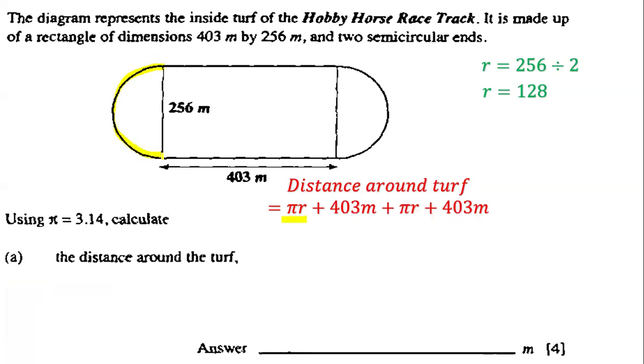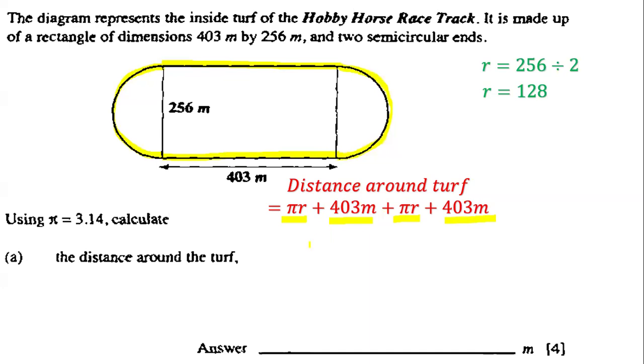Next we have this distance right here, which is 403 meters. And then we have another semicircular end, so another curved portion, and it is given by the formula pi r. Then we have 403 meters, which represents this particular length right here. So we have pi r plus 403 meters plus pi r plus 403 meters, and that's how we get the distance around the turf.